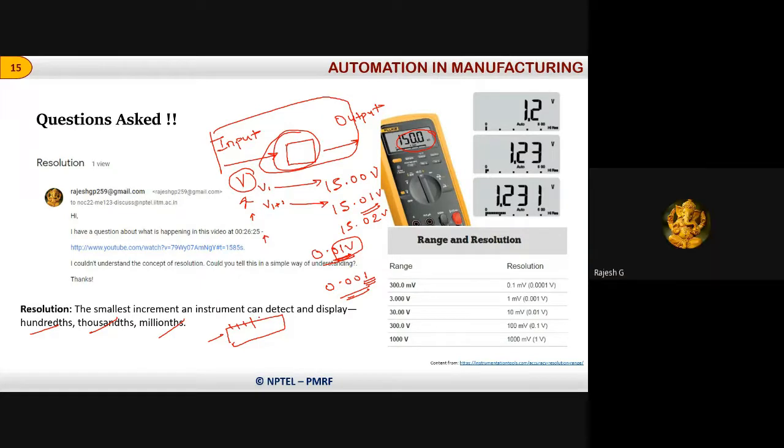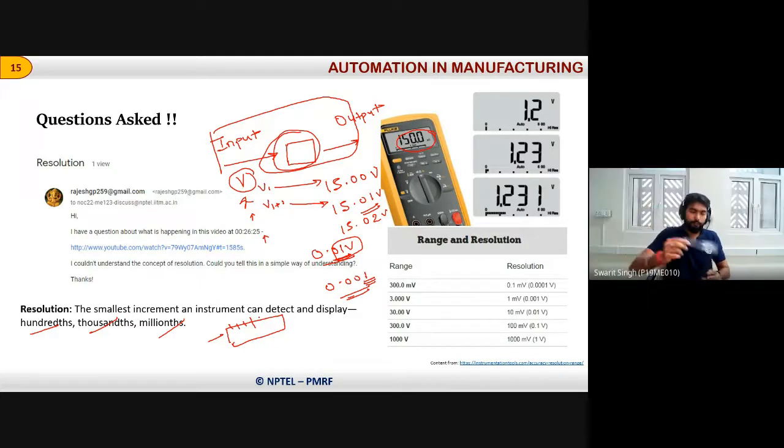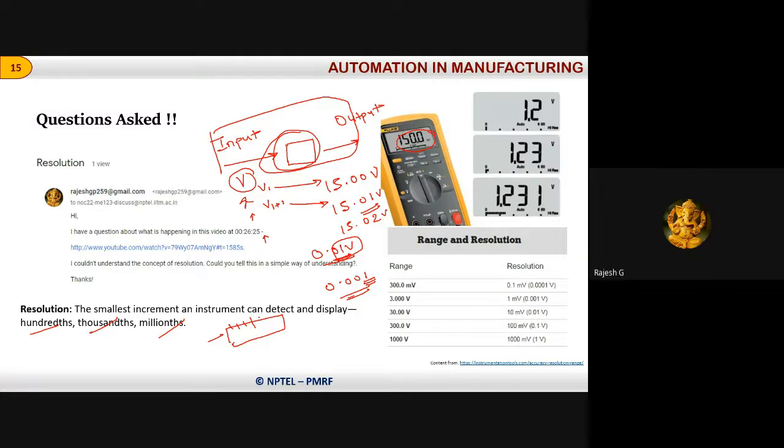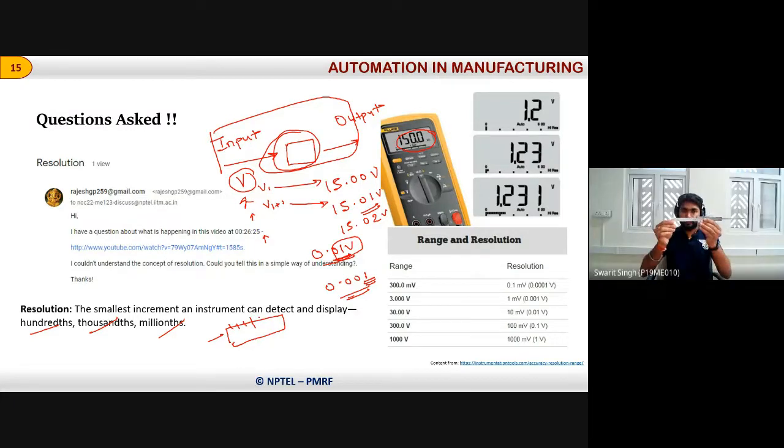So if you want to measure 0.5 mm, will you be able to measure with this? No, sir. You will not get the value. So you have to use some other more precise component. So you will use a vernier, right?